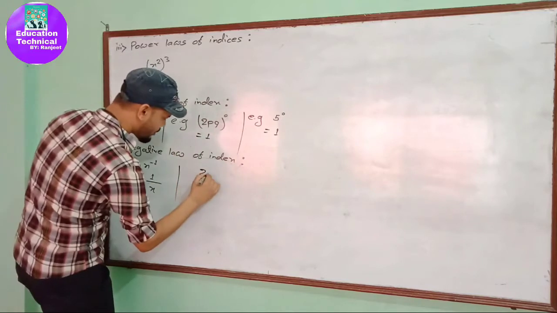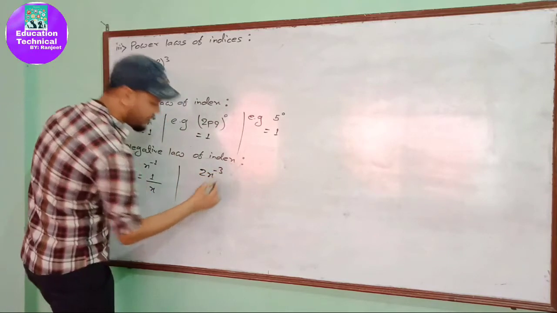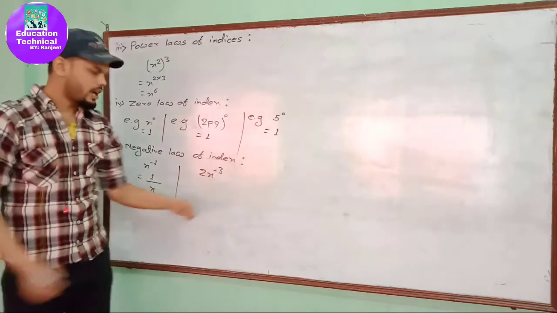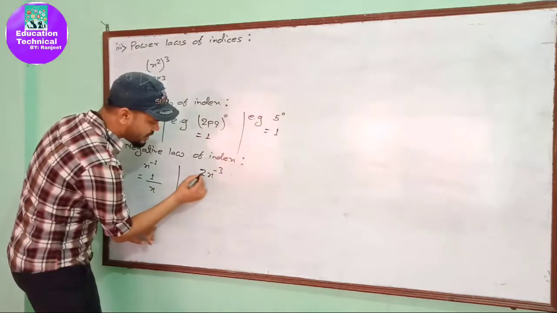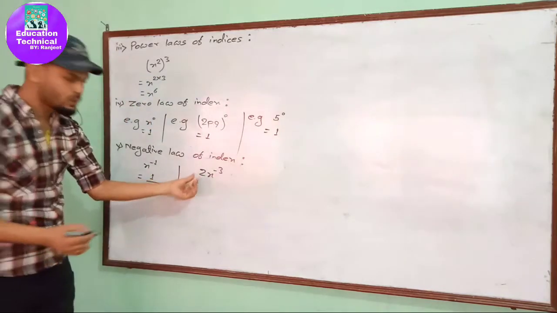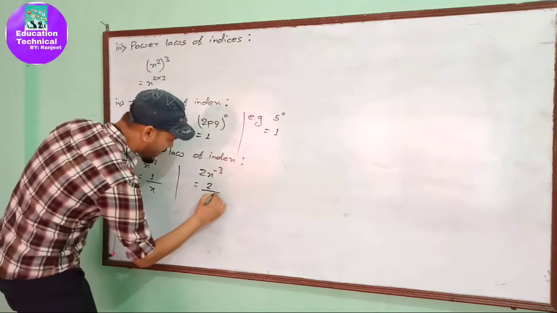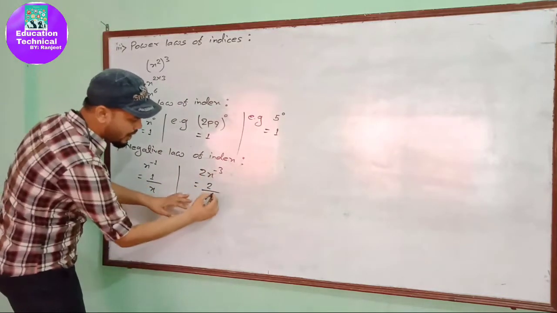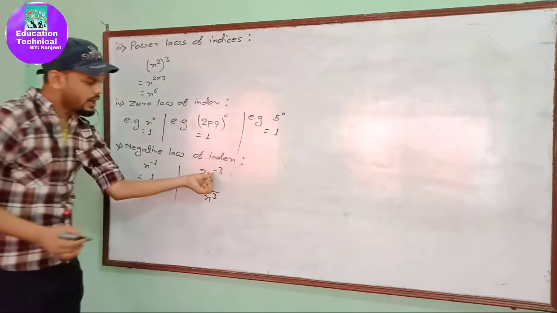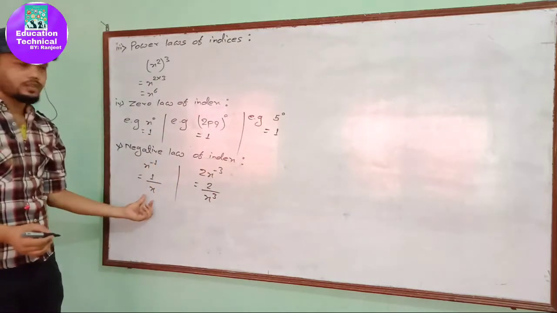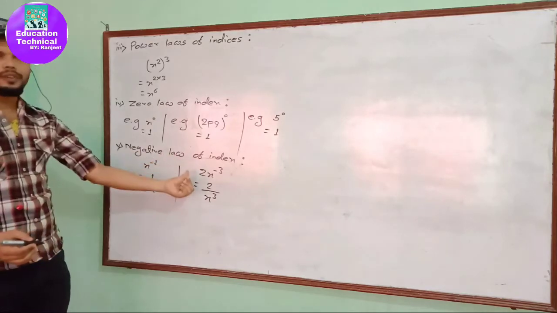Suppose 2x power minus 3. Now here we have to eliminate this minus sign. It means we have to take the coefficient of this x. What is the coefficient of this x? 2. So write 2 by, now this base x, and now this power, which is 3. So here this minus sign can be eliminated. So this is our negative law of index.